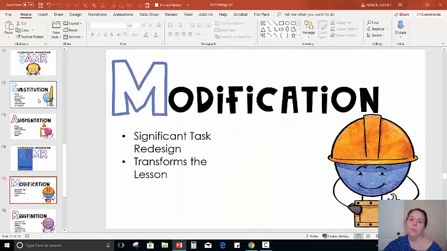The M stands for modification, and this is where technology allows for a significant redesign of the lesson. It transforms the lesson in some kind of way. It makes it more fun, more engaging, more impactful, more of something. There is a significant change.